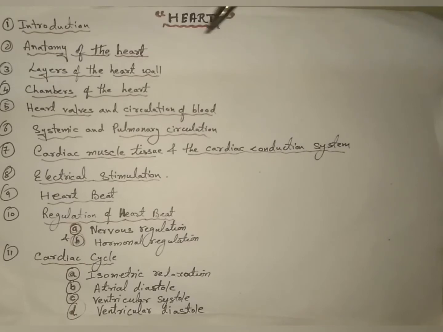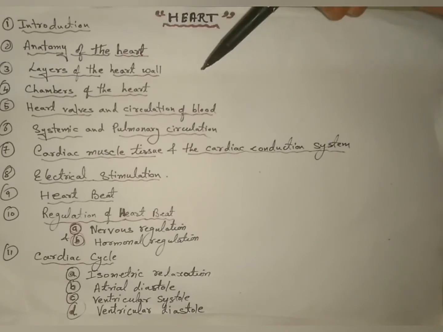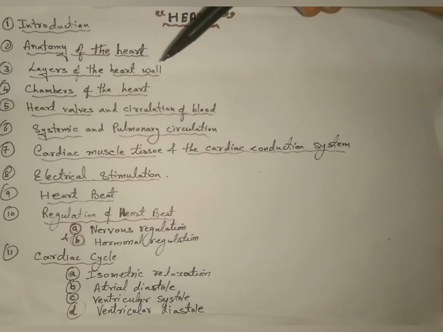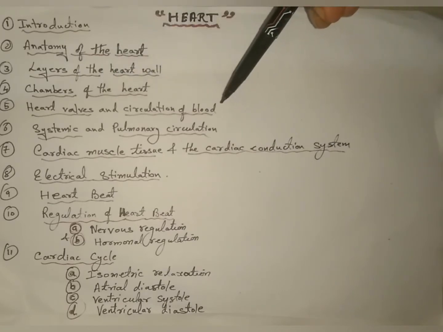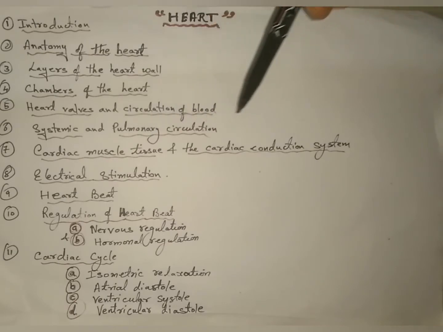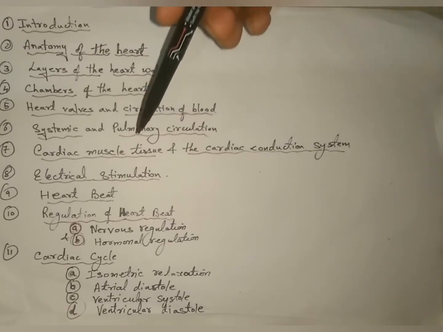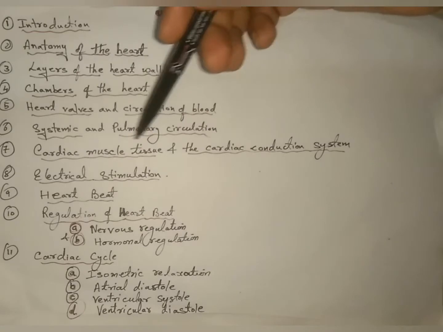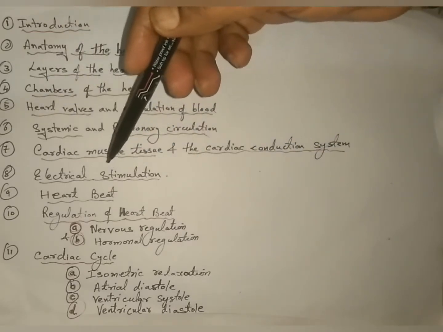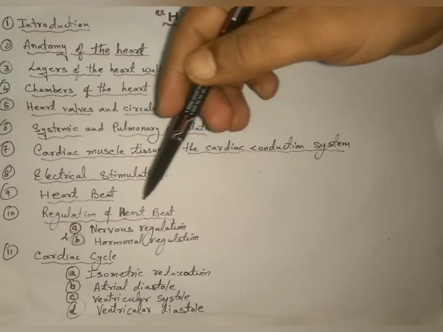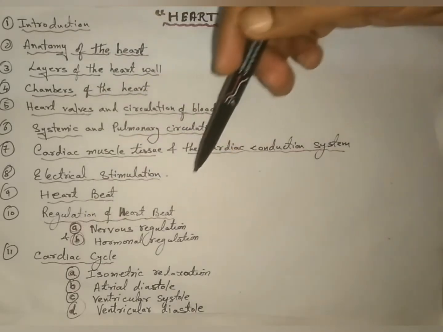In previous classes, we have discussed the heart. We discussed the introduction, anatomy of the heart, layers of the heart wall, chambers of the heart, valves and circulation of blood, systemic and pulmonary circulations, cardiac muscles, tissues and the cardiac conduction system, electrical stimulation, and today we will discuss heartbeat, regulation of heartbeat and cardiac cycle.